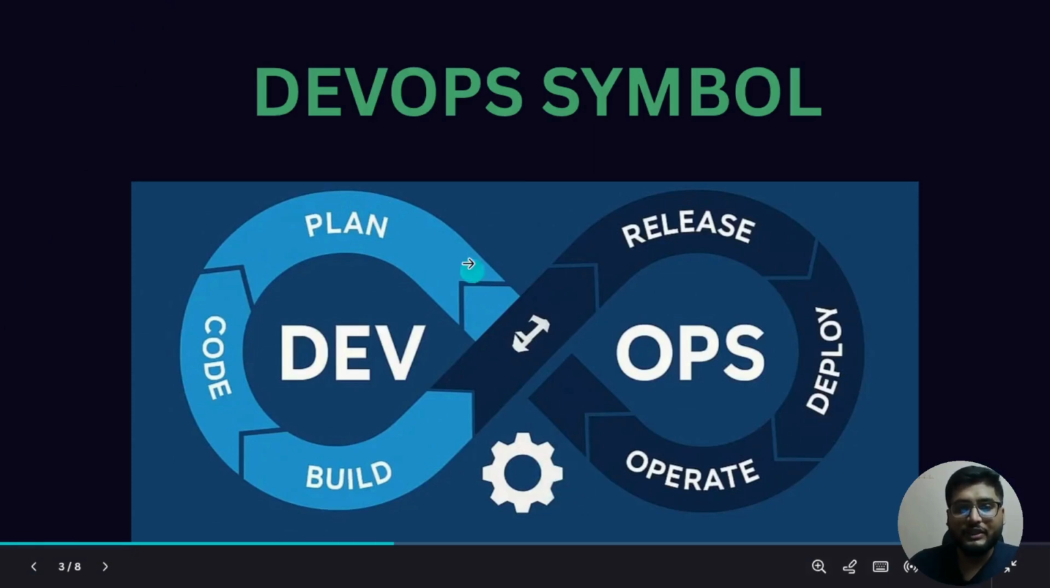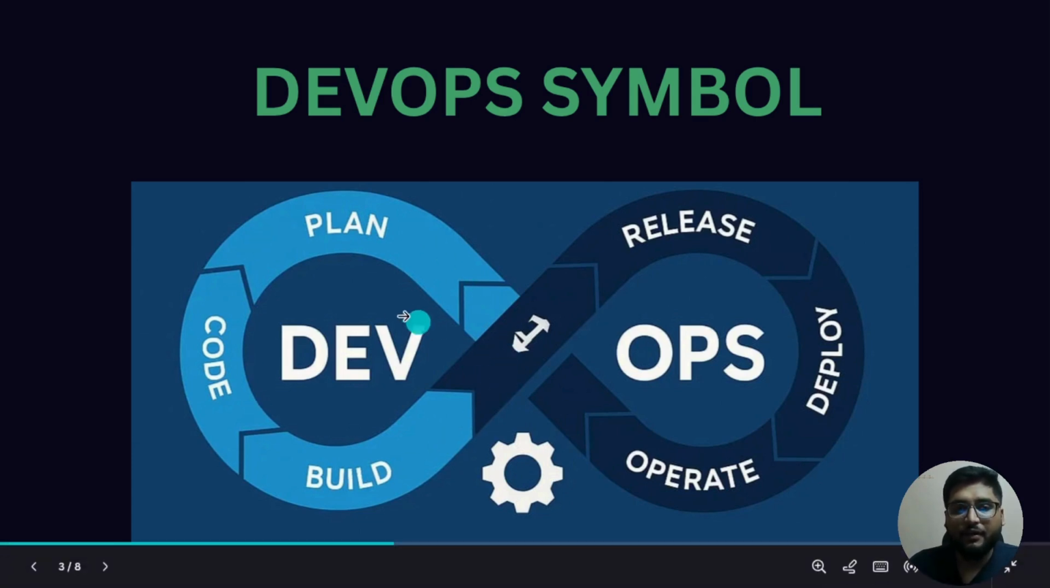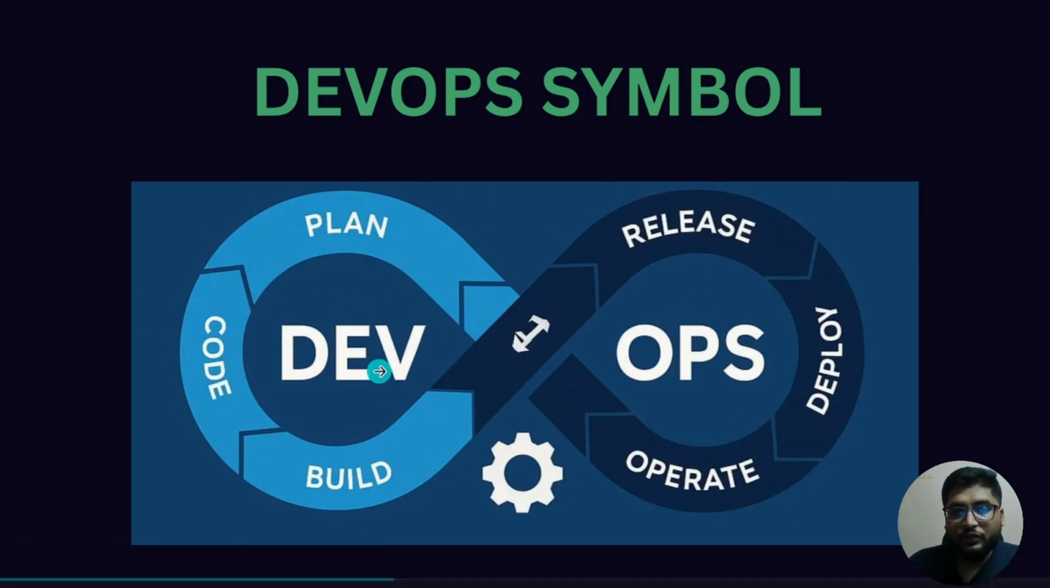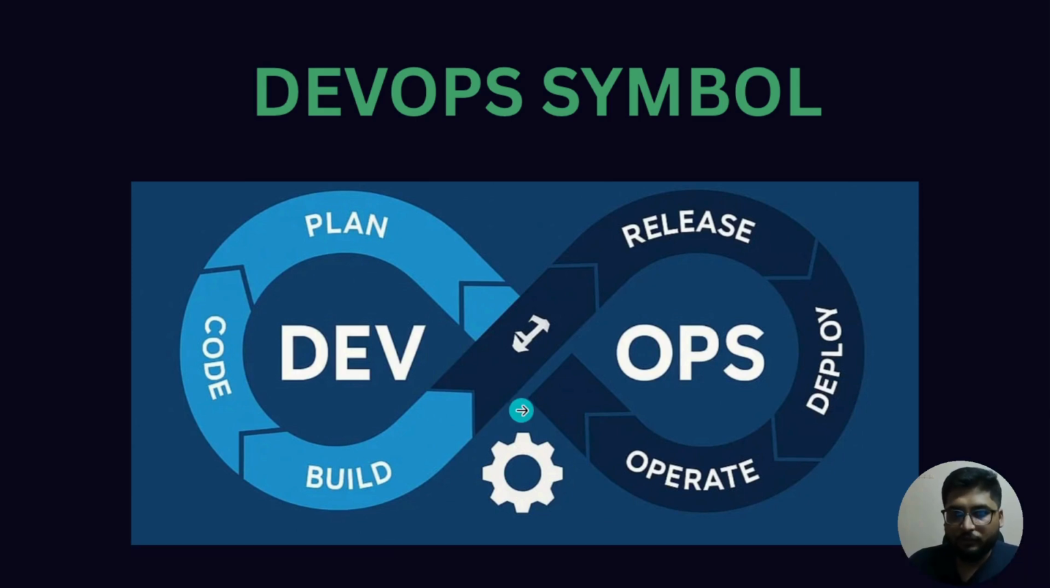Yes. So this is the DevOps symbol. I hope you have gone through this picture, because whenever you search DevOps on Google, you see this picture. Basically this DevOps symbol indicates Dev and Ops. Dev stands for development, Ops stands for operation. The symbol indicates an infinity loop of the DevOps process: continuous planning, coding, building, releasing, deploying, operating, and also monitoring. So this is the actual symbol of DevOps.